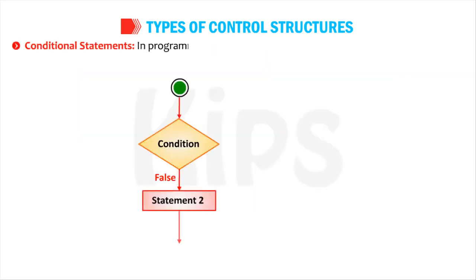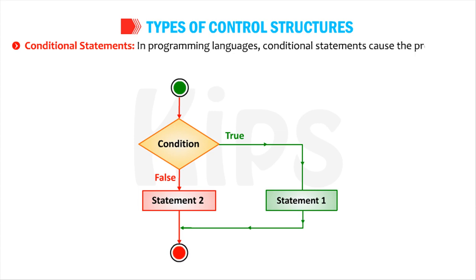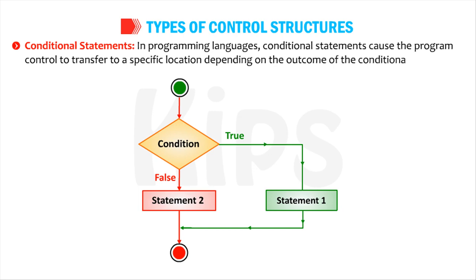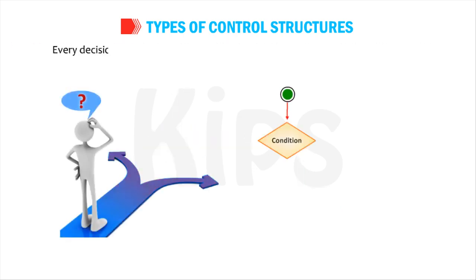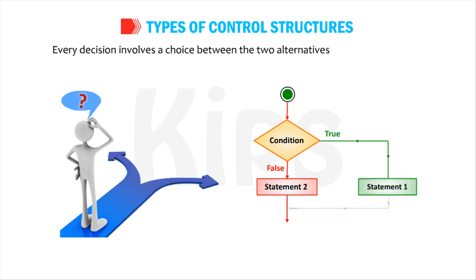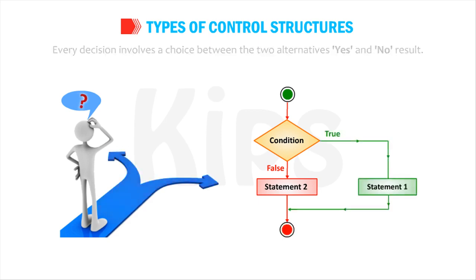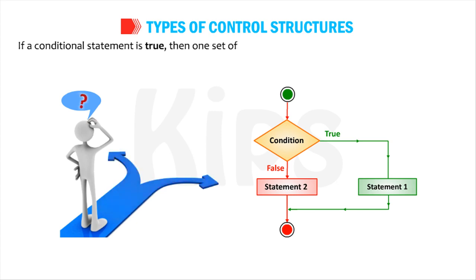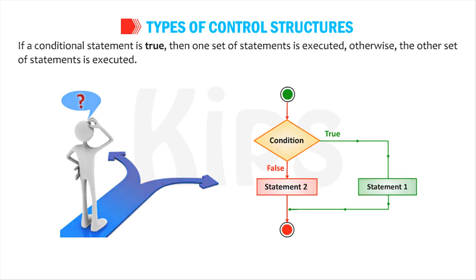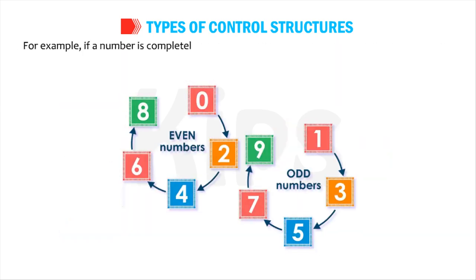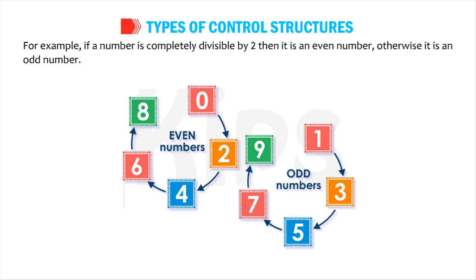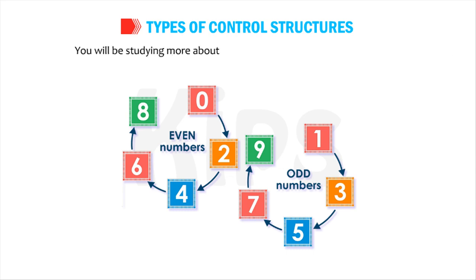Conditional statements. In programming languages, conditional statements cause the program control to transfer to a specific location, depending on the outcome of the conditional expression. Every decision involves a choice between the two alternatives, yes and no. If a conditional statement is true, then one set of statements is executed. Otherwise, the other set of statements is executed. For example, if a number is completely divisible by 2, then it is an even number. Otherwise, it is an odd number. You will be studying more about these statements in the coming section.